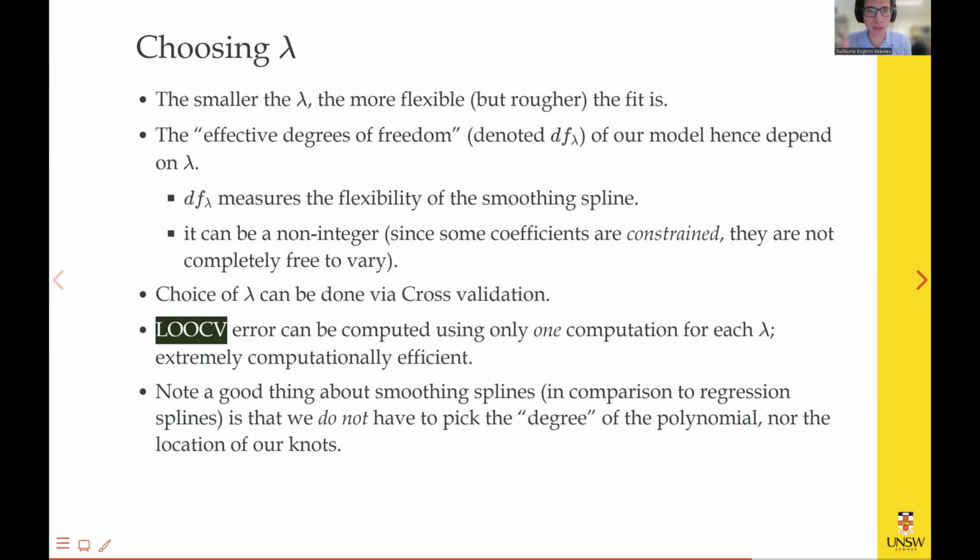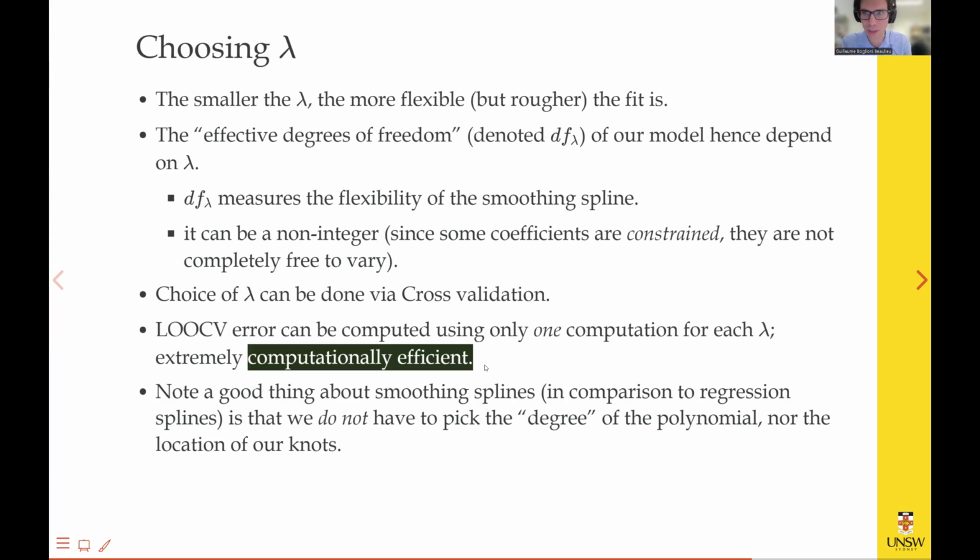But anyway, the point here is just that leave-one-out cross-validation is available in a computationally efficient way, and I'm going to show you in a second that R does this for you if you tell it.